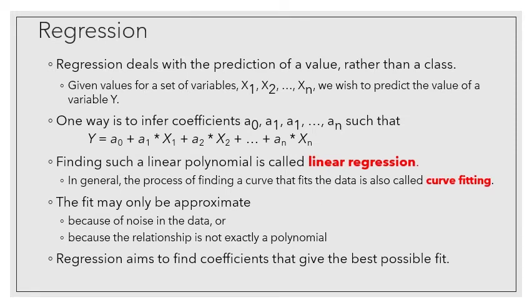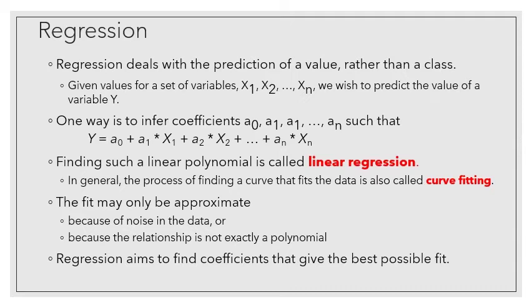Now let's see regression. A regression deals with the prediction of a value rather than a class. Given values for a set of variables x1, x2, etc. to xn, we wish to predict the value of a variable y. One way is to infer coefficients a0, a1, etc. to an such that y is equal to a0 plus a1 into x1 plus a2 into x2 plus etc. plus an into xn. Finding such a linear polynomial is called linear regression.